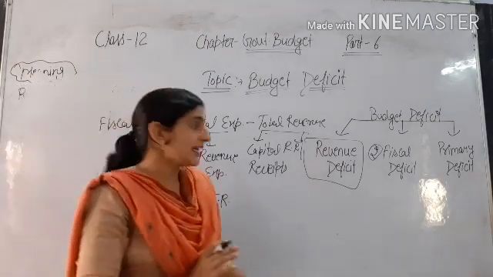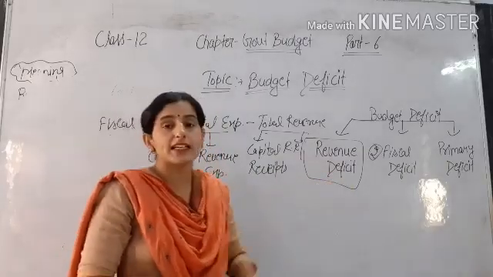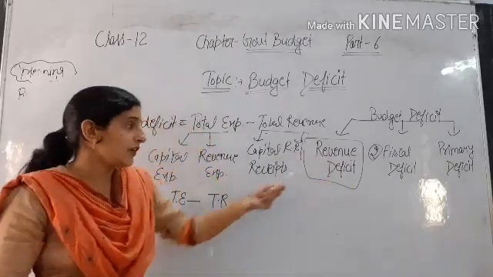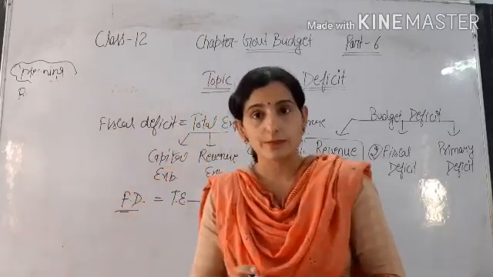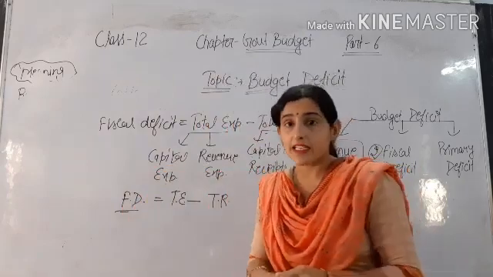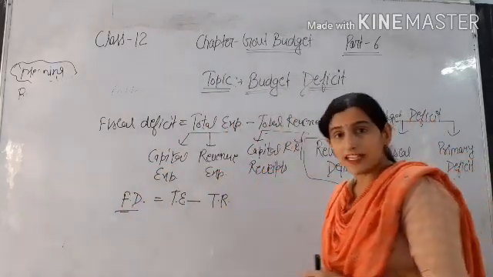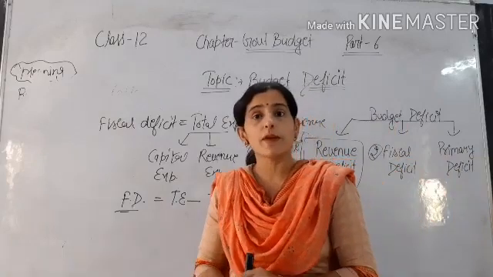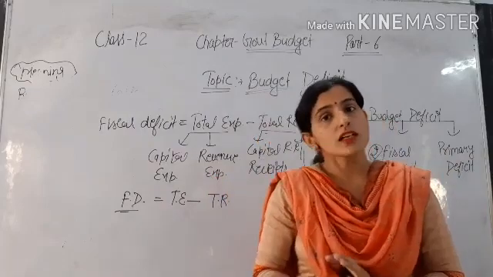The main difference between revenue deficit and fiscal deficit is that in revenue deficit we include only revenue expenditure and revenue receipts of the government, but in fiscal deficit we include both revenue expenditure and capital expenditure of the government, and revenue receipts and capital receipts of the government.